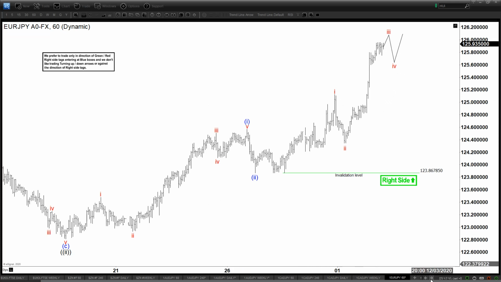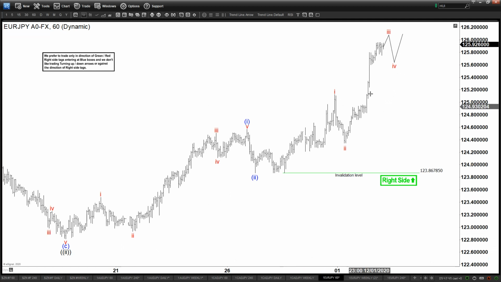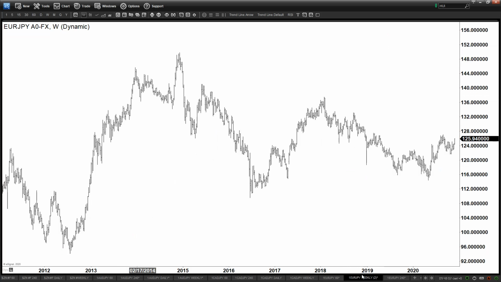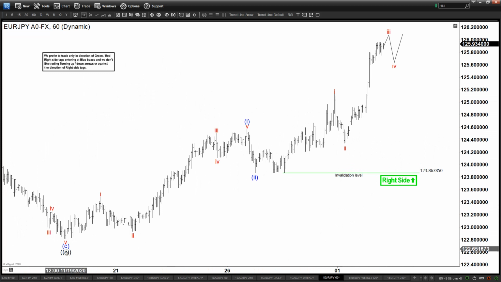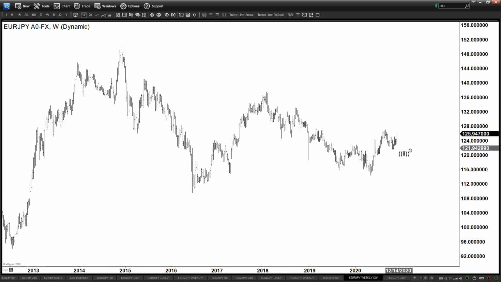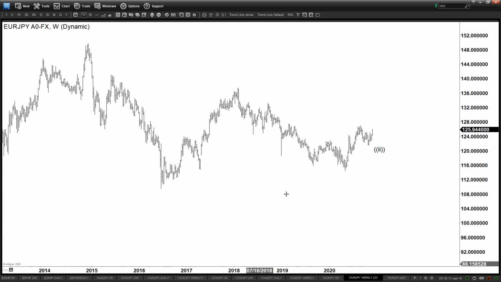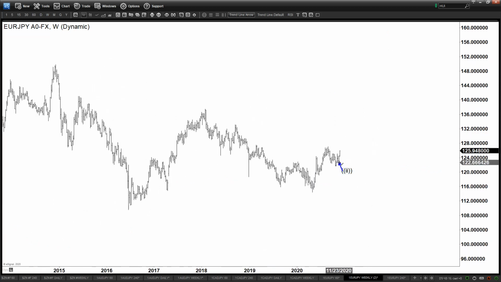Now zooming out a little bit to get an idea of the larger degree. Now we did mention this, I think, a long time ago. If you browse through the old videos, you will see I did mention Euro Yen at some point. If you look at the weekly, now things get really interesting here. Now this is a weekly chart. If you want to know where this wave 2 is, that is only here. This is basically the wave 2 here, in the 1 hour. So that's the wave 2.